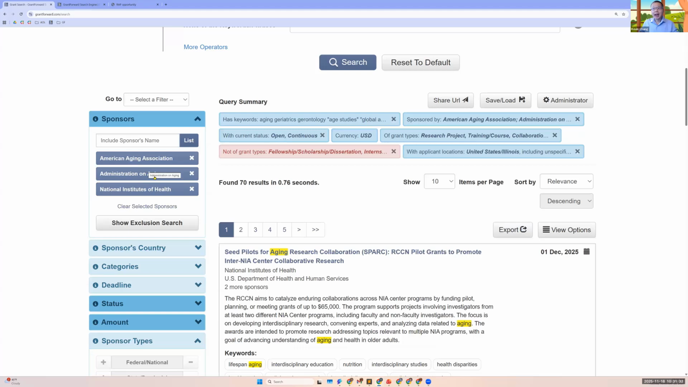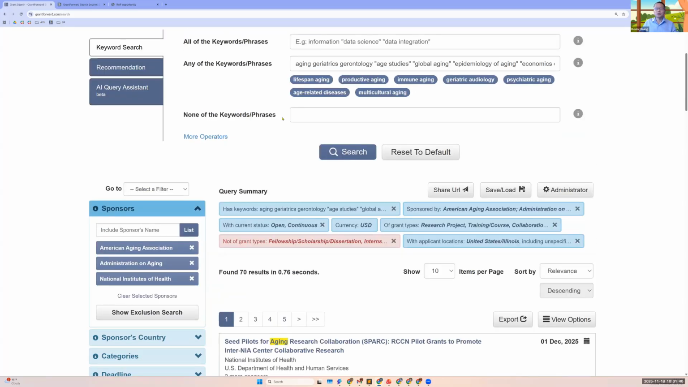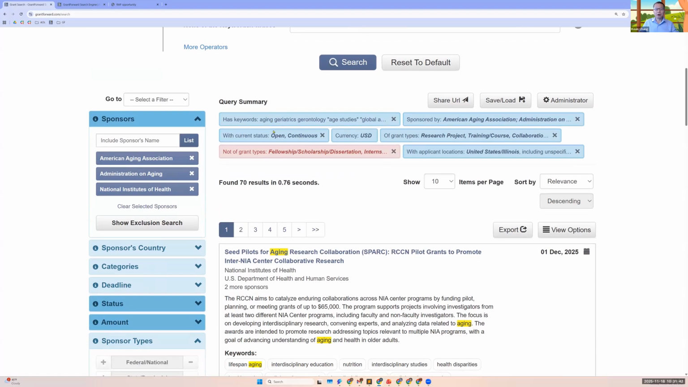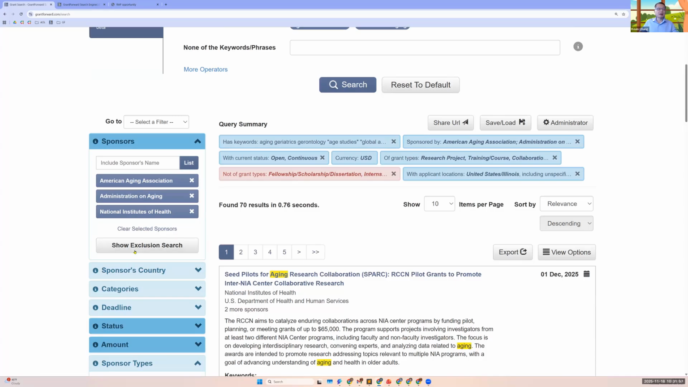We have seen our users enter as many as 20, 30 sponsors, all about trauma, because they are a trauma center. They even remove all the keywords, without any keywords. Why? Because they want to learn about every grant from their favorite sponsors, such as every grant from American Aging Association would be very relevant to your interest in aging service. That's why you could search simply by sponsor.